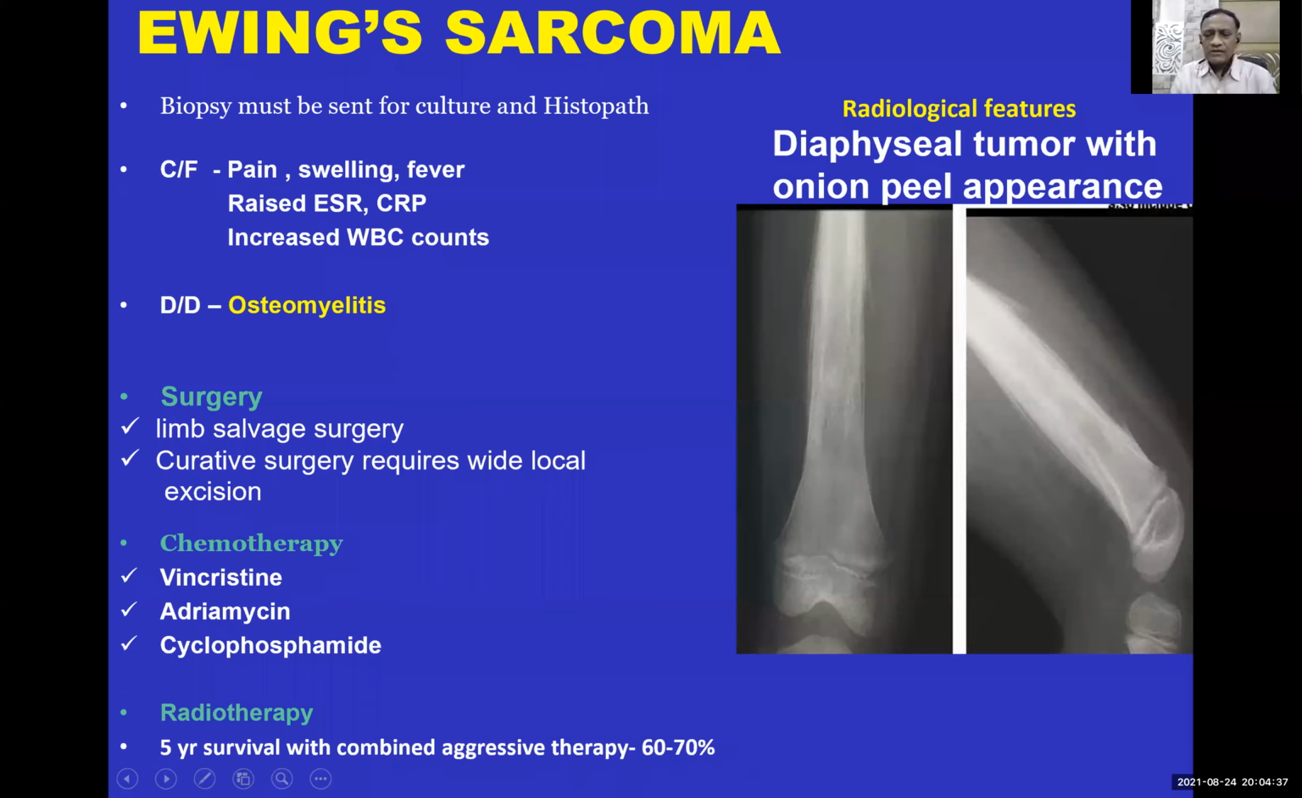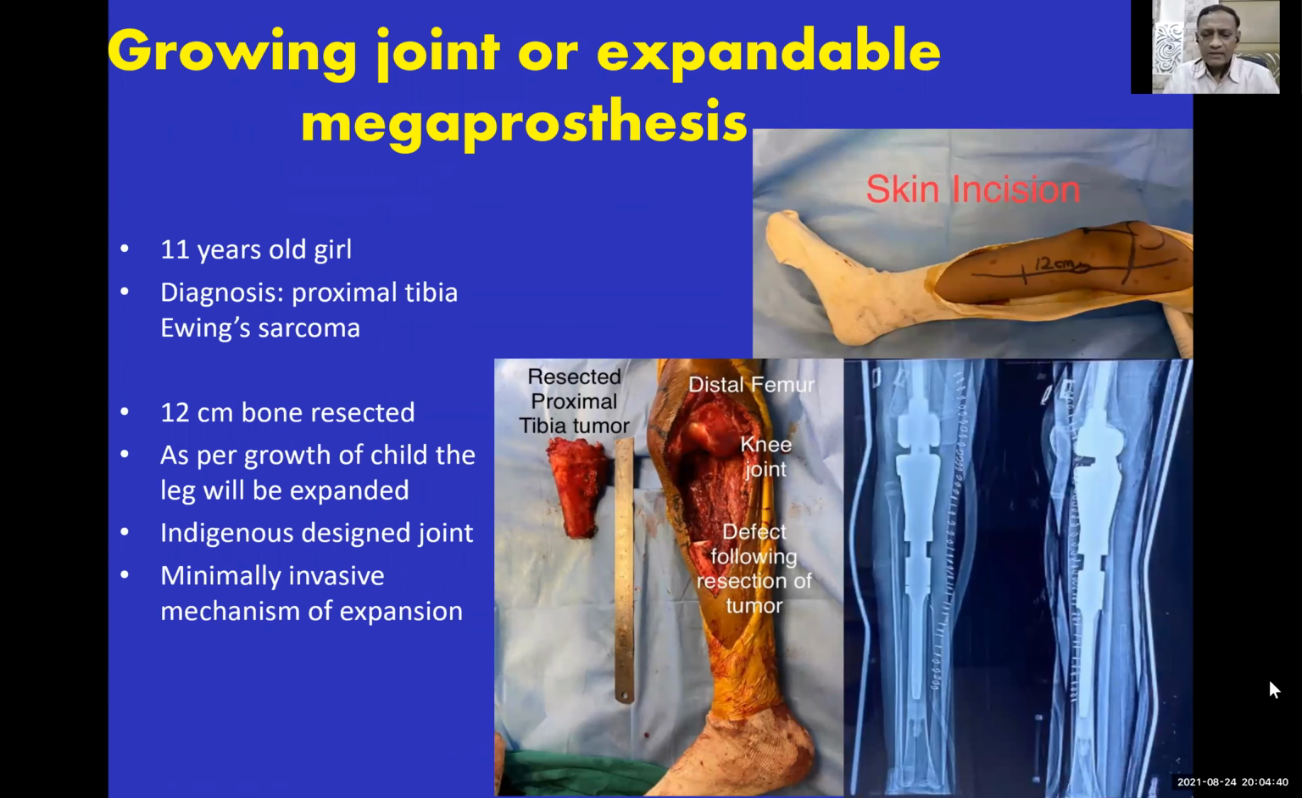This is one of my students who is working in Ahmedabad as an ortho-onco surgeon. He sent me these slides. This is a 12-year-old girl who had an Ewing sarcoma of the proximal tibia, which was in an early stage, and they gave her chemotherapy preoperatively, and then excised the proximal tibia and replaced it with an indigenous design joint, which has a minimally invasive mechanism of expansion along with the growth. This is the process.